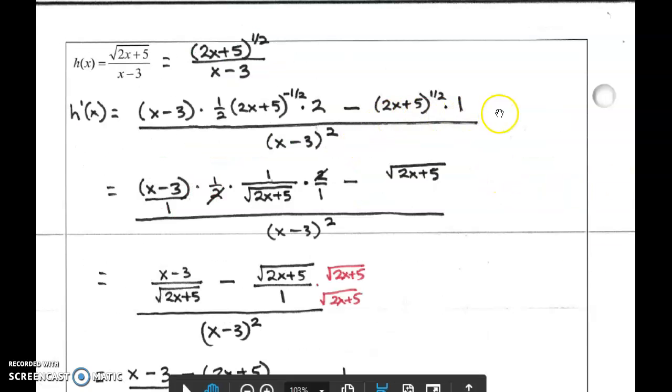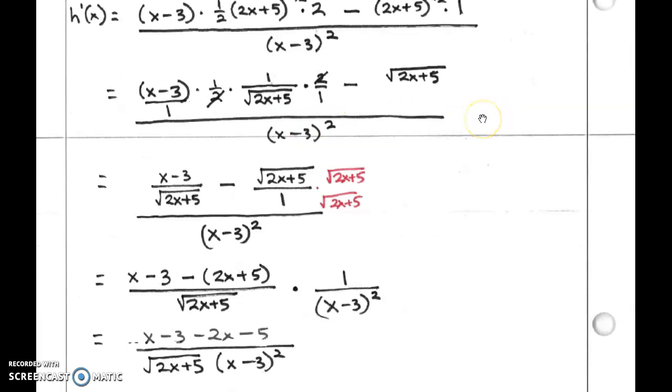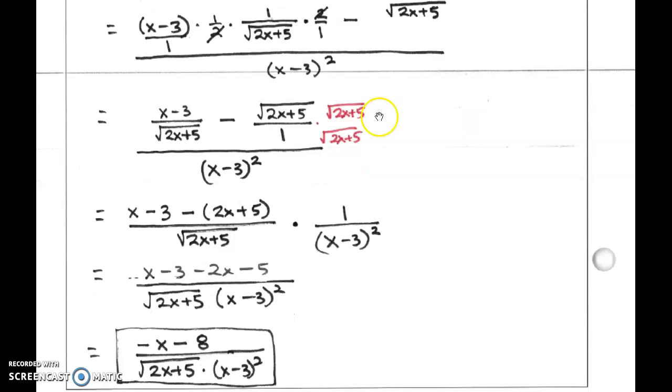So all of his work is the same as mine, but then what he does is he gets the same denominators in the numerator, because don't forget, if you have something to the -1/2 power, it gets into the denominator. So multiply top and bottom by the square root of 2x plus 5, so you can combine things together. What you'll actually notice is this numerator cancels.